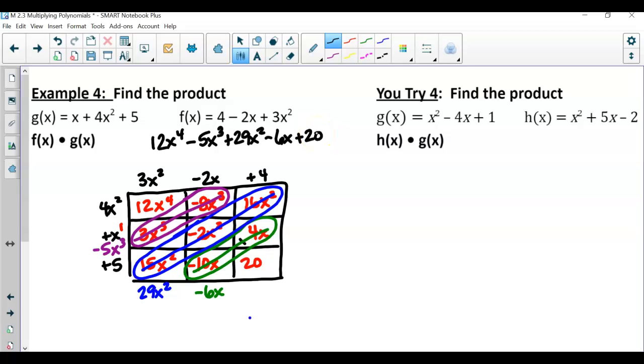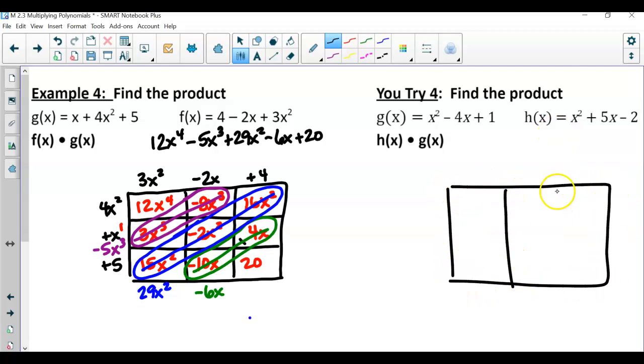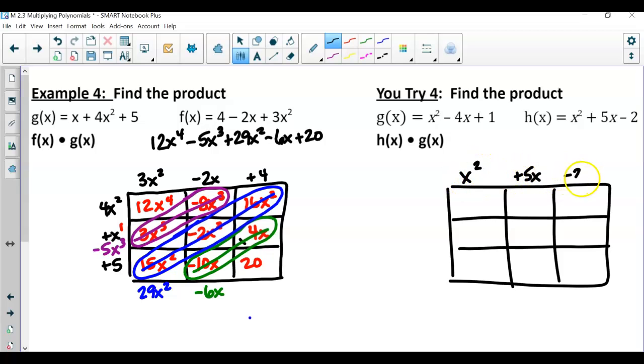So notice here too, guys, even with the function notation, it's all the same. So go ahead and pause the video and try this on your own. And here we go. Notice how you do, again, have a 3 by 3. So I'm going to set it up, 3 by 3. Then I've got h of x, standard form, x squared plus 5x minus 2. And then g of x, which again, standard form, x squared minus 4x plus 1.